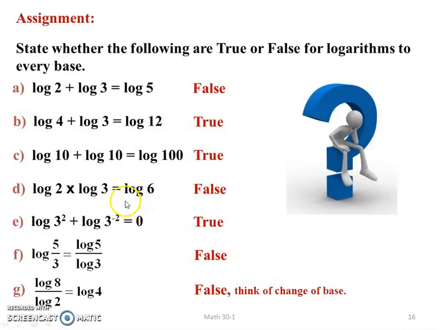Next, log 2 into log 3 is equal to log 6. It is a false statement because in the laws of logarithm we have only log m plus log n is log mn. So it is false.